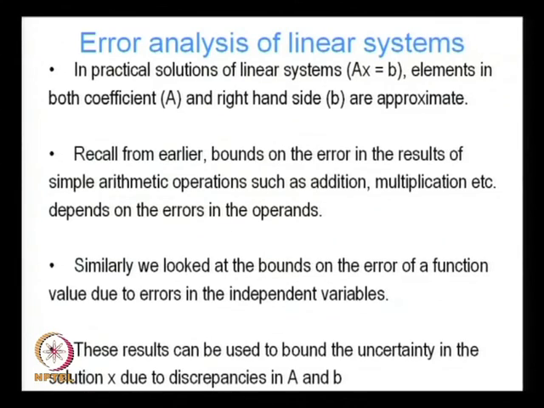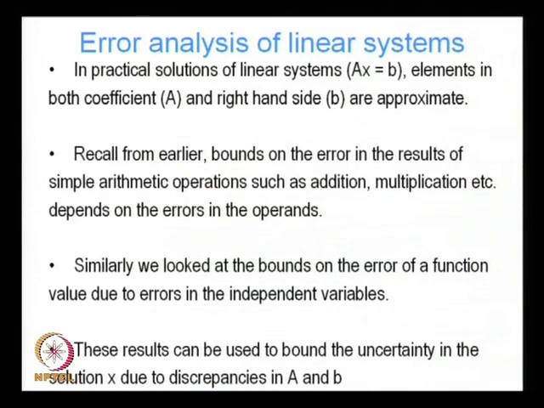For instance, we found bounds on the errors in addition, and we said that the error in addition is bounded by the sum of the errors in the operands. Similarly, we found bounds on the errors in multiplication and division. Also, we looked at bounds on the error of a function due to errors in the independent variables. So, if y is equal to a function of x1, x2, x3 to xn, then we found a bound on the error in y if we know the errors in the independent variables x1 through xn. So, we derived that relationship.